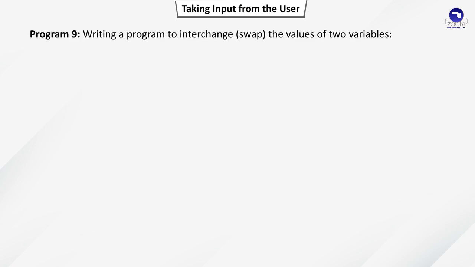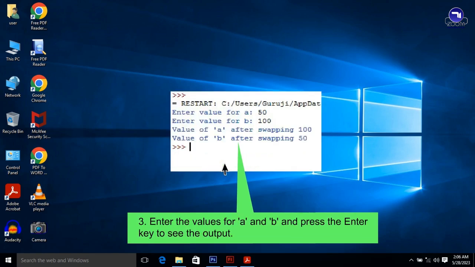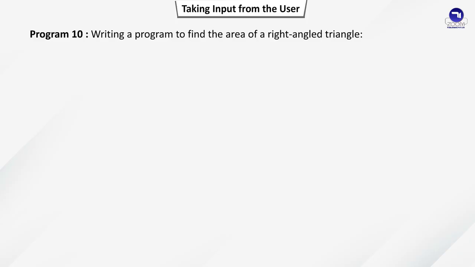Program 9: Writing a program to interchange, swap, the values of two variables. Open a new file and type a program in it as shown below. Press Ctrl+S keys to save the program and F5 key to run the program. Enter the values for A and B and press the Enter key to see the output.